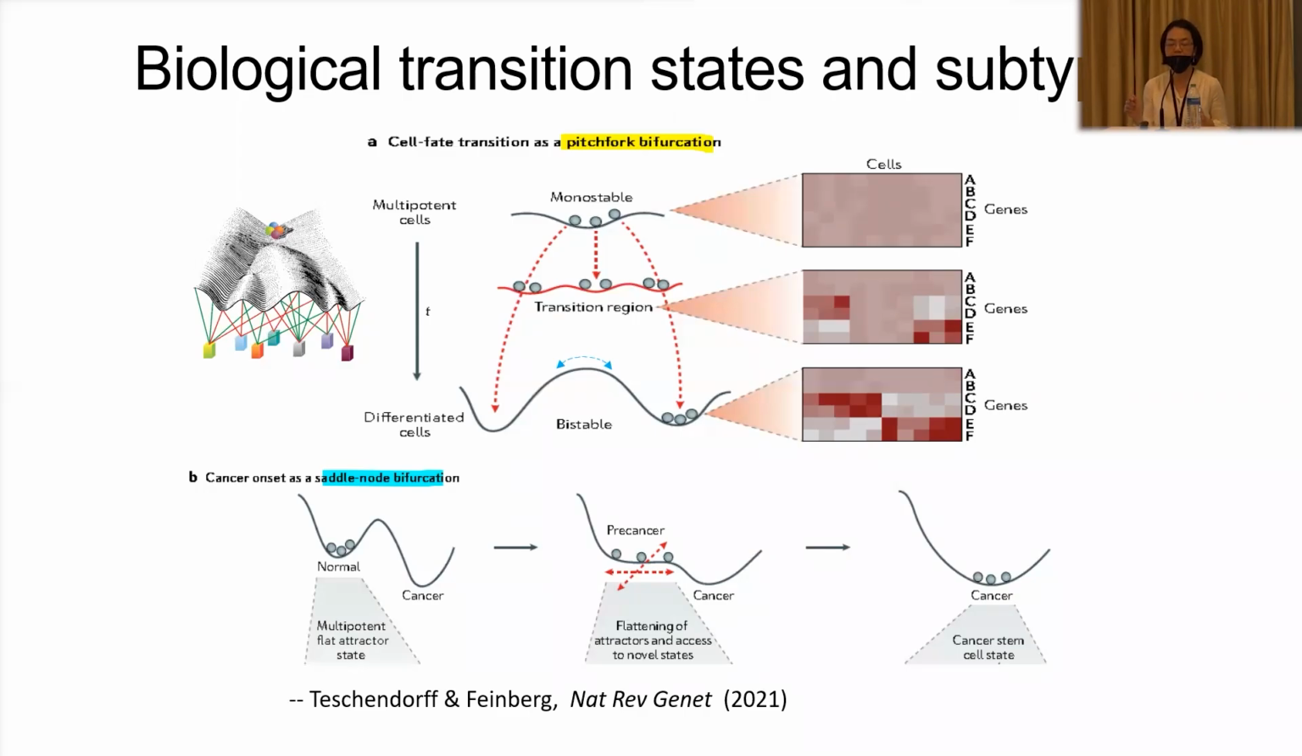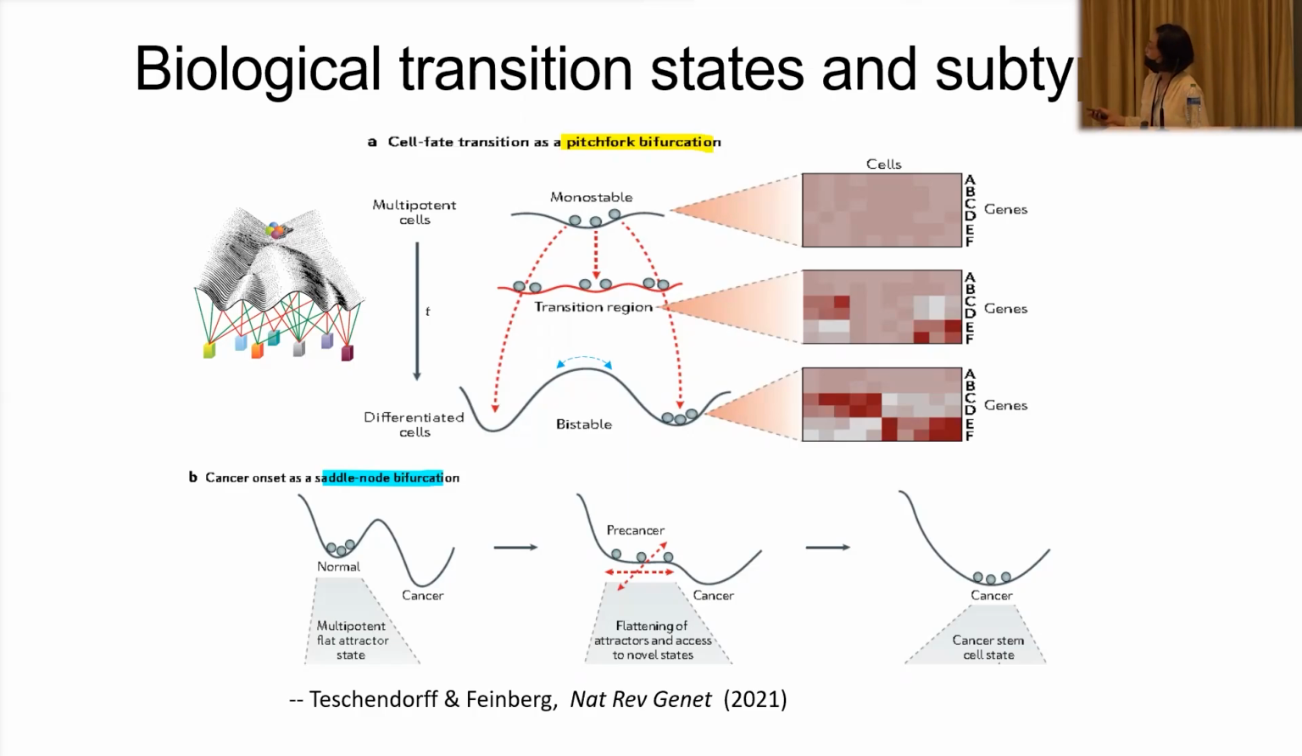Another example very well cited fitting this scenario is in developmental biology, when the progenitor cell commits to some fully differentiated cell. By commitment, that means this transition cannot reverse, okay?